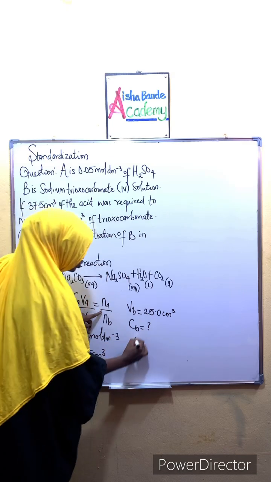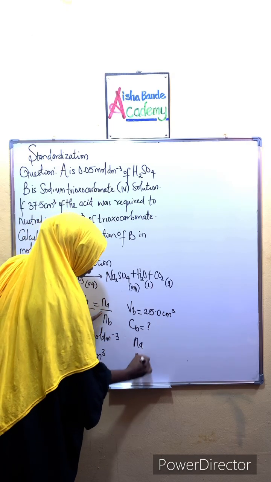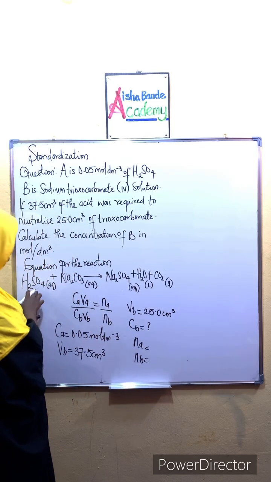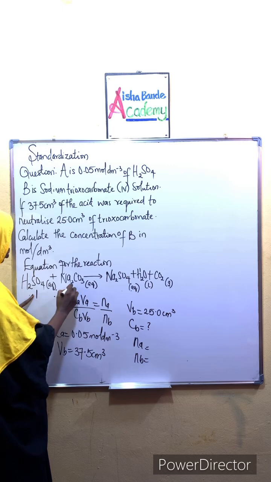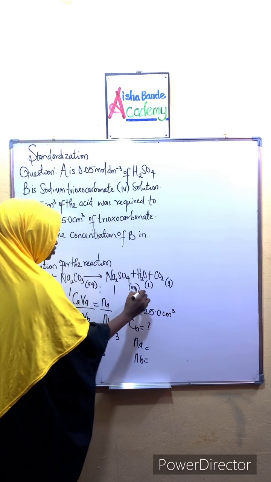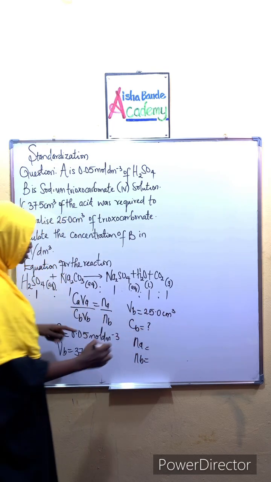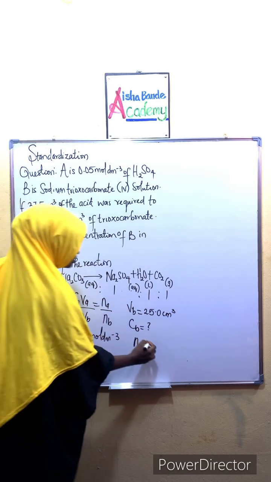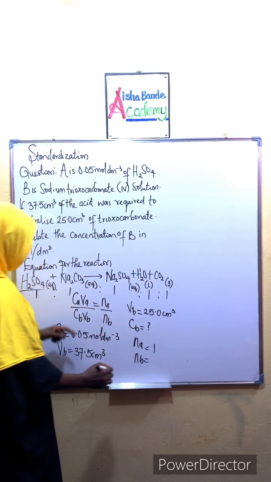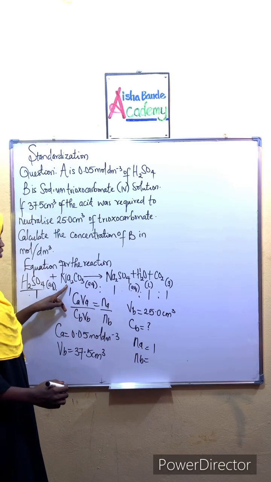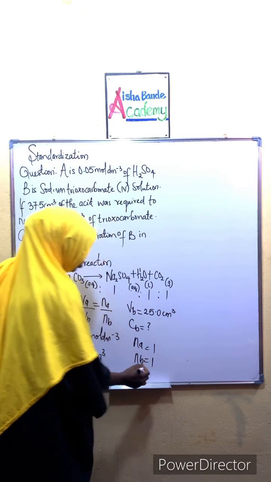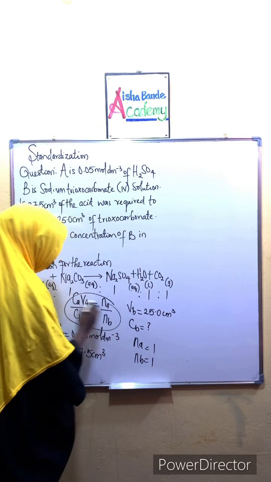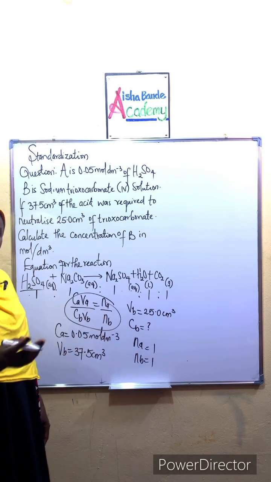Now, for us to get the number of moles of acid and number of moles of base, we go to the equation to check the mole ratio. This is going to be 1 to 1. So the acid, H2SO4, has number of moles 1, while the base, trioxocarbonate, also has number of moles 1. Now we have all our parameters. All we need to do is substitute the parameters into the expression given, and we get the final answer.